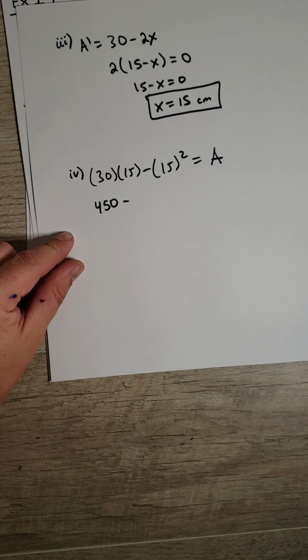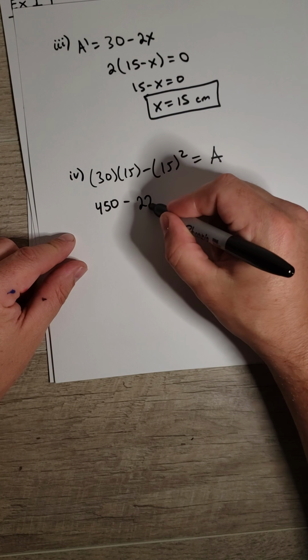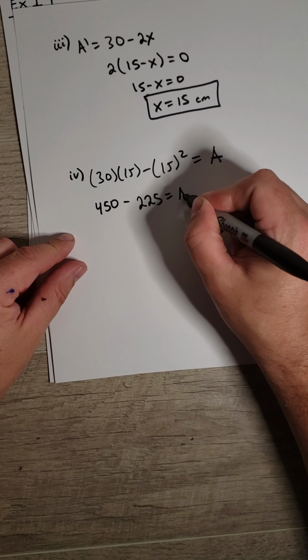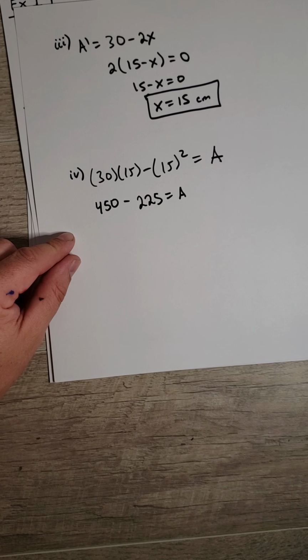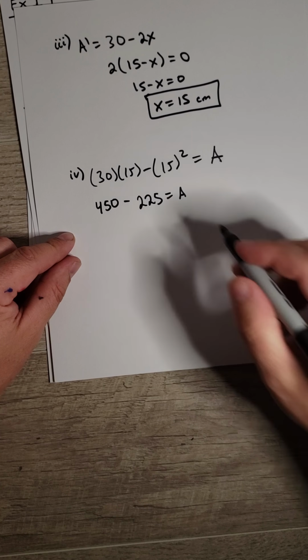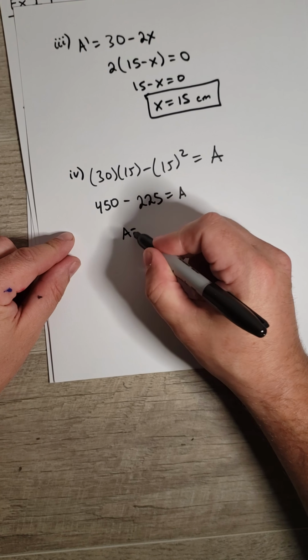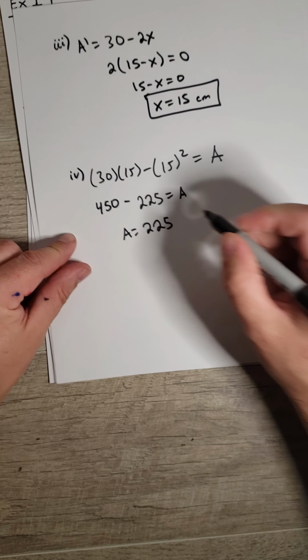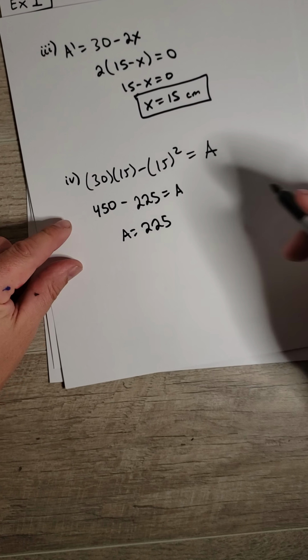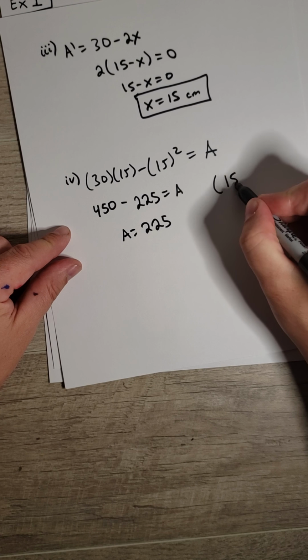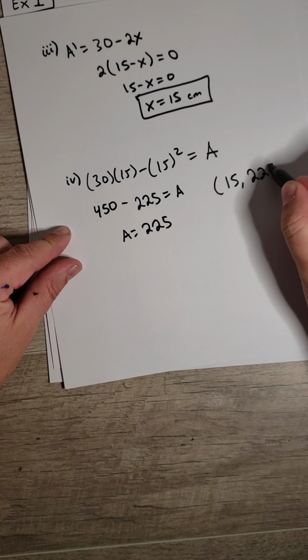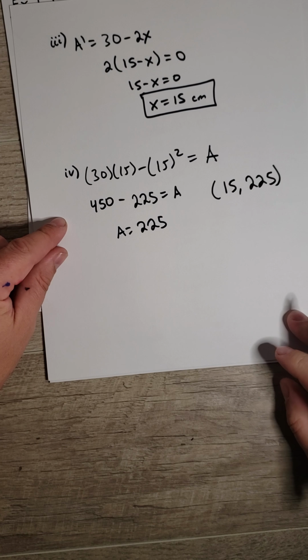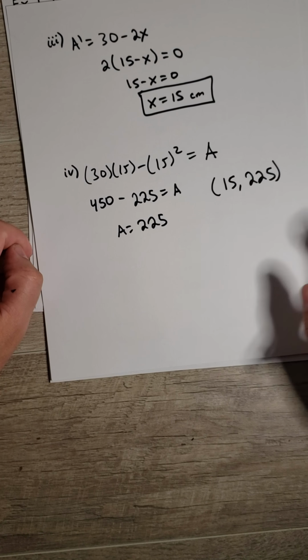And we're going to minus that by 15 squared, which is 225. Okay, and we should get a positive number because you can't have a negative area. And in this case, we get A is equal to 225. So the stationary point is also what you put for your stationary point.